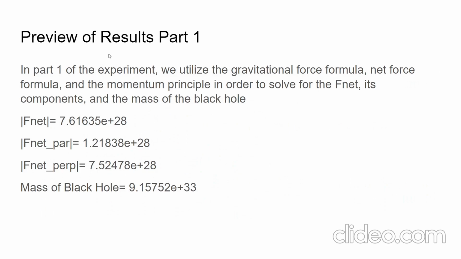For the preview of results, in part one of the experiment, we utilized the gravitational force formula, net force formula, and the momentum principle in order to solve for the F net and its components and the mass of the black hole. For the F net, I got 7.61 times 10 to the 28th power, and for F net parallel, I got 1.218 times 10 to the 28th power, and F net perpendicular, I got 7.525 times 10 to the 28th power, and for the mass of the black hole, I got 9.1575 times 10 to the 33rd power.